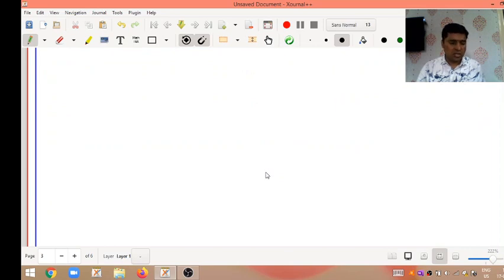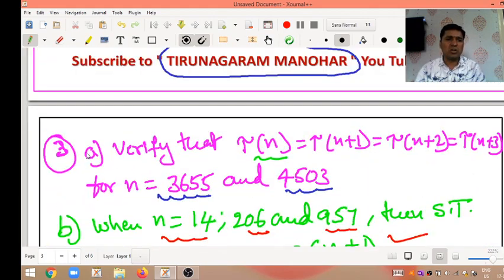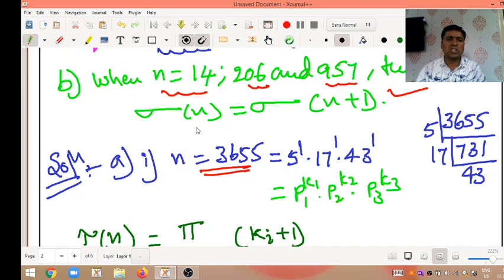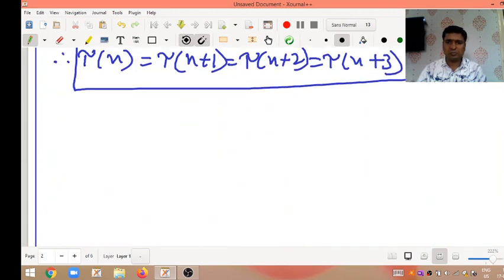Already we discussed three questions in this question. Part A is completed, my dear students. Now, which one do we want to do? When n is equal to 14, 206 and 957, we want to show that sigma of n is equal to sigma of n plus 1. So for this part B, within B again three cases are there.